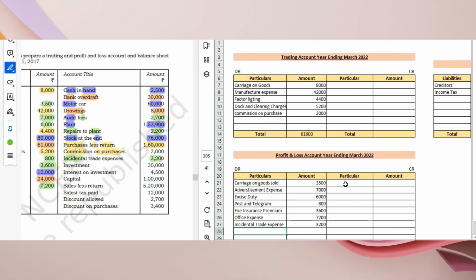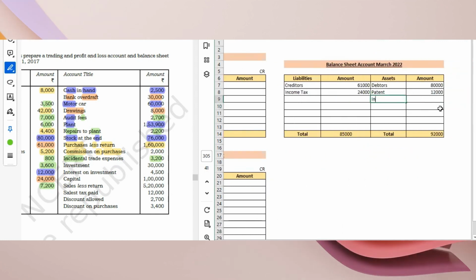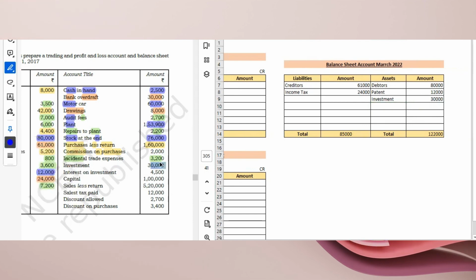So the next item is investment. Investment is nothing but your asset. You are investing something in any other asset, so we will consider that as an asset. So we will put it as an investment. That is for 30,000 rupees. Investment is under blue dot. So just type it in.